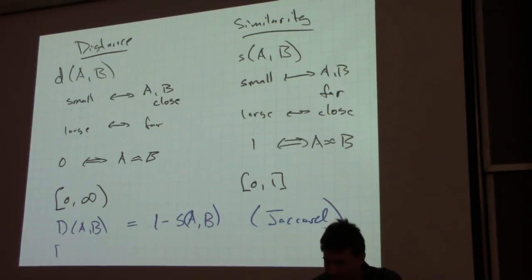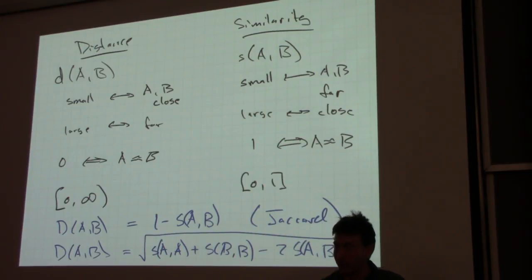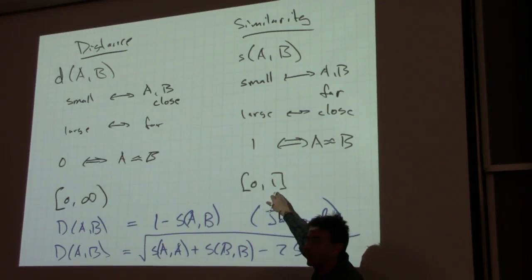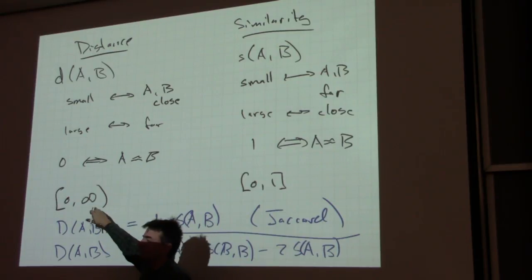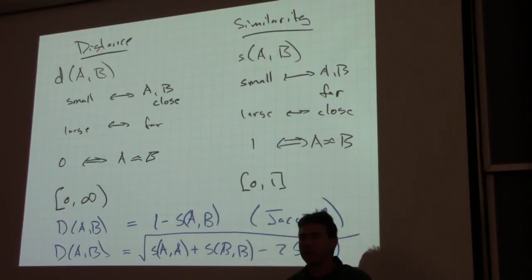There's another common way of doing this, where it's basically the similarity of AA plus the similarity of B minus 2 times the similarity of A and B, as the square root of this whole thing. This is common where the similarity is the dot product, and this is the Euclidean distance. Then the similarity is not restricted. It can be any large number, but the distance is 0 to infinity. So these are not hard and fast rules, just general guidelines of how to think about these.